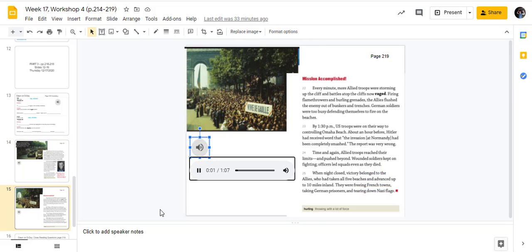To finish reading, if you are using your real book, turn to page 219.